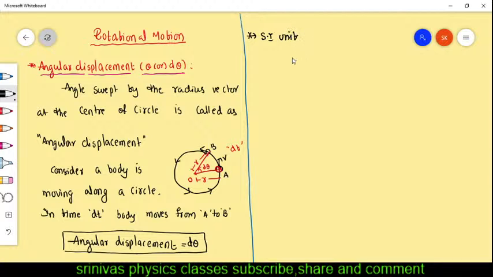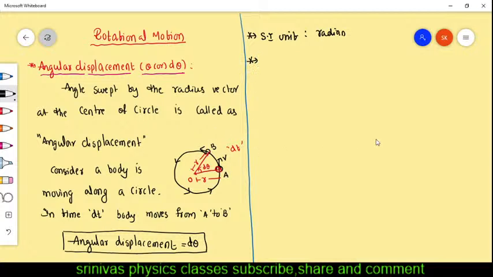Angular displacement is nothing but how much angle it is rotated. The SI unit of angular displacement is radian. You remember it. What is the SI unit? Radian. Okay, do you know how to convert the degrees into radians? Angular displacement means how much angle rotated.